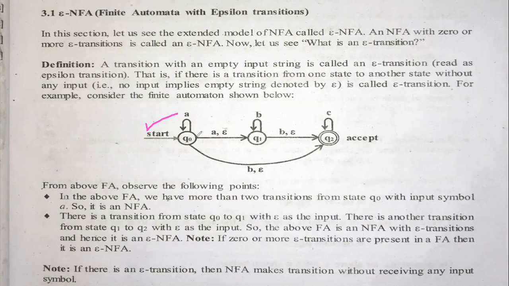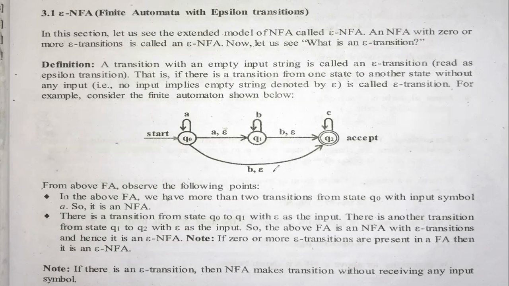We can also observe transitions from Q0 to Q1, Q0 to Q2, and Q1 to Q2. Along with the A, B, C transitions, we have epsilon as well. So we can easily identify that this is an NFA that allows epsilon transitions, so we name it epsilon NFA. Note: if zero or more epsilon transitions are present in a finite automata, then it is called an epsilon NFA. With an epsilon transition, the NFA makes a transition without receiving any input symbol. Remember this. Since there is no input symbol, this NFA can move from the start state to the final state: Q0 to Q1, or directly Q0 to Q2 is also possible.